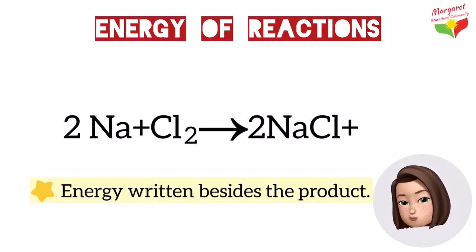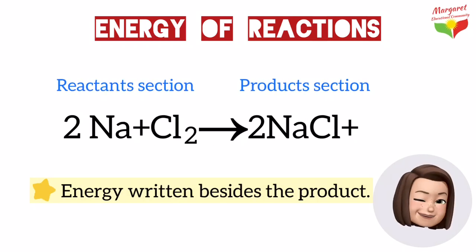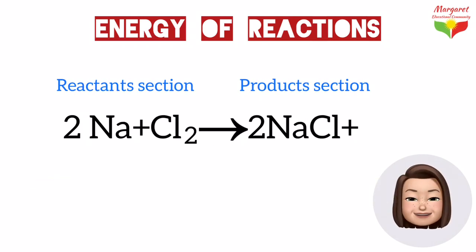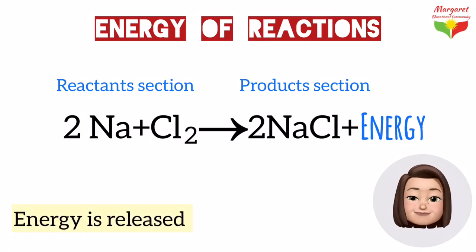If you want to mention that in the equation, we have to write the energy in the product section. Just like in this one, 2Na plus Cl2 will form 2NaCl plus energy. This means that the energy has been released or given off, since it's in the product section.